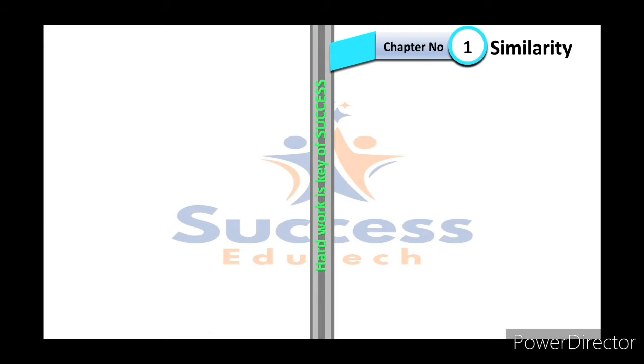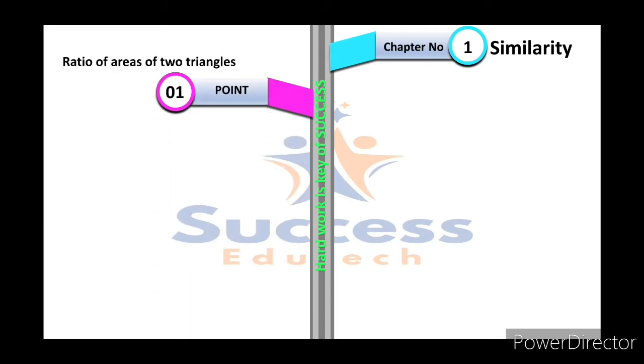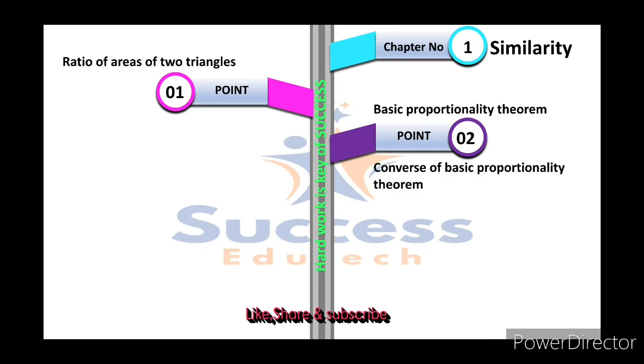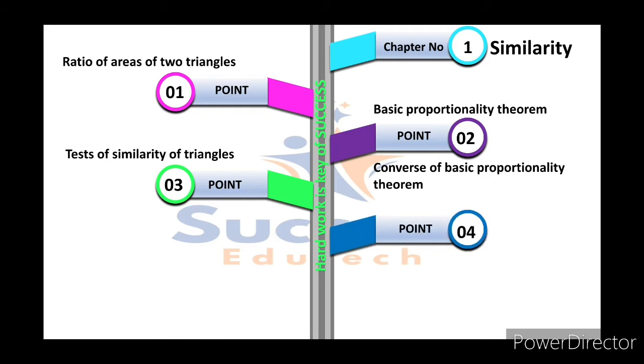In similarity, firstly we will see what points we have already covered in the previous lectures. In lecture number 1, we covered ratios of areas of two triangles and problems on this. Then we covered the basic proportionality theorem and the converse of the basic proportionality theorem in lecture number 2. In lecture number 3, we covered properties of angle bisectors of a triangle and problems on the basic proportionality theorem.